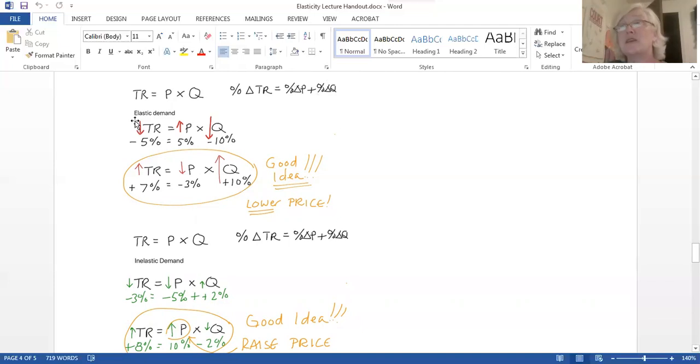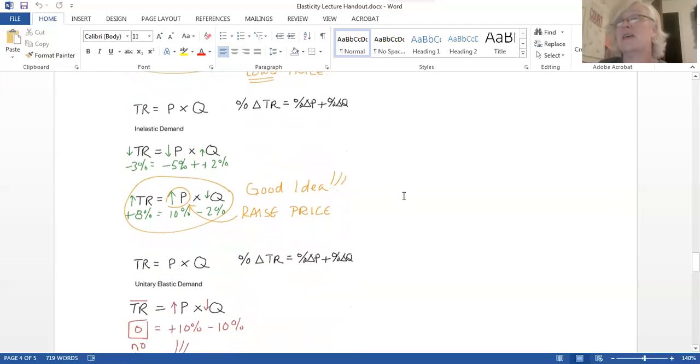So thinking about if we're faced with elastic demand in this first scenario here, and we were to raise price 5%, my quantity would fall because it's elastic, my quantity would fall by more. So my quantity would drop by 10, 5 minus 10, and that's a -5. That is bad news for total revenue. On the other hand, if I lowered my price, and let's say I only lowered it 3%, my quantity demanded went up by 10%. The net effect, 10 minus 3, is 7 in the positive direction. So lowering price when demand is elastic will increase my total revenues. Use this formula to figure out how much, okay? So good idea. Elastic demand, lower price.